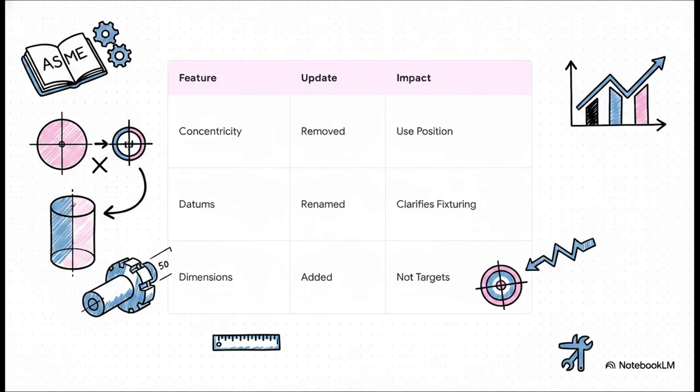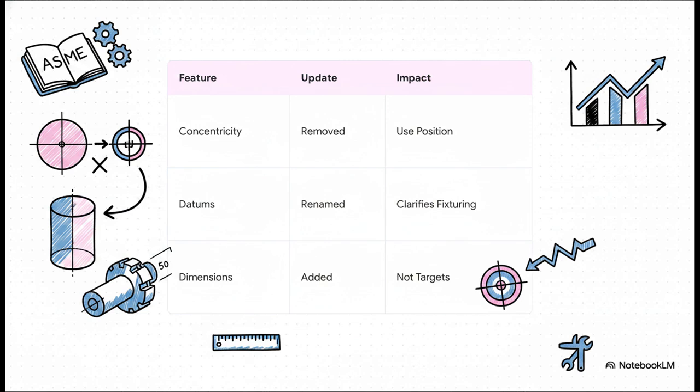Interpreting these drawings also means you've got to stay current with the standards. For instance, look at the ASME Y14.5 2018 update. Did you know they completely removed the symbols for concentricity and symmetry? Yep, they were too easily misunderstood. So now they're replaced entirely by position or profile controls.